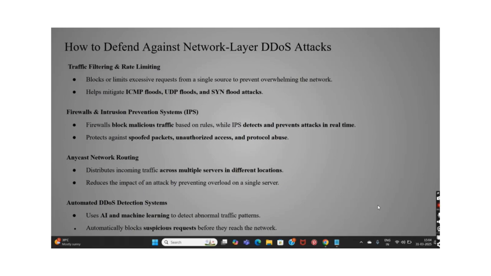Now talking about how to defend against network layer DDoS attacks. To protect against DDoS attacks, various defensive strategies are used to filter out the traffic and maintain service availability. The first one is traffic filtering and rate limiting. This method blocks excessive requests from a single source, preventing the network from being overwhelmed. It is effective against ICMP floods, UDP floods, and SYN flood attacks by ensuring only legitimate traffic passes through.